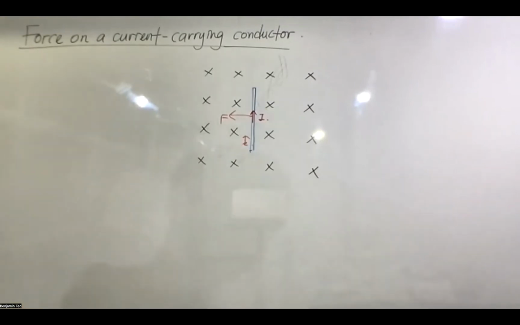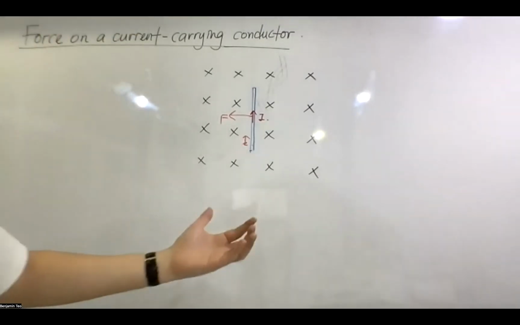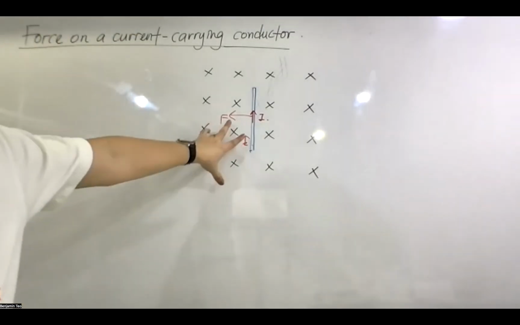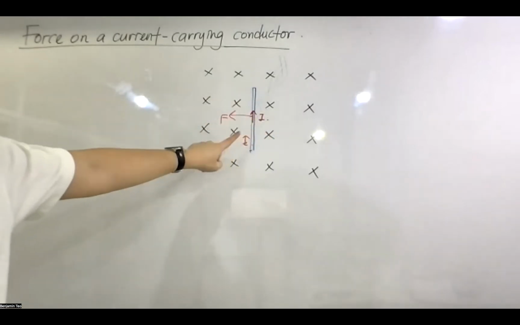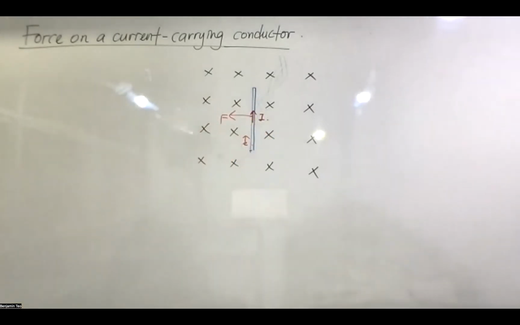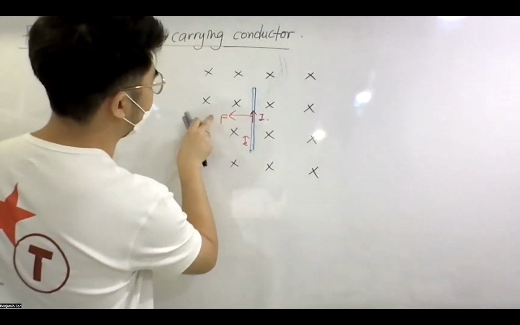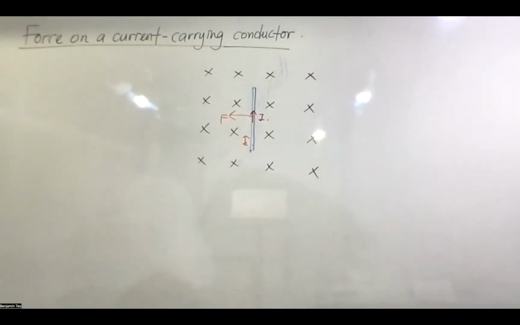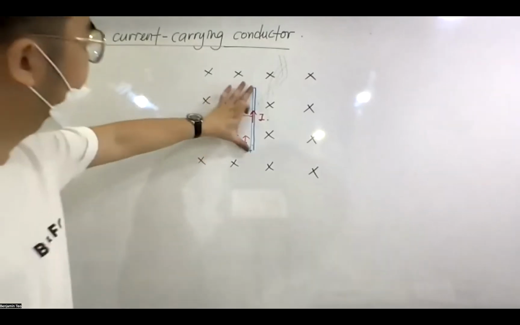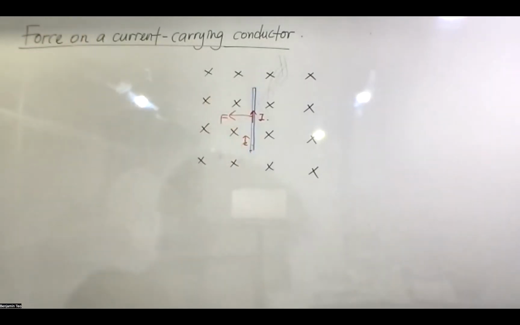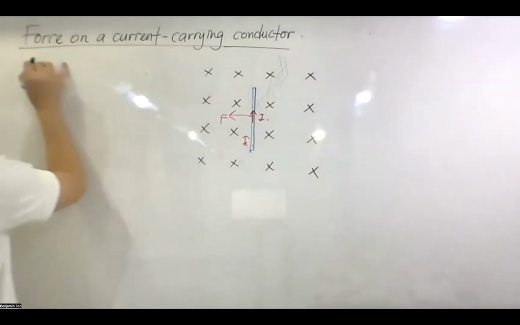In the previous physics, in your O level, we are only asked to identify the direction, right? We are never asked to calculate what is the force. But in your A level physics, here we will quantify this force. How much is the force actually acting on this conductor? Okay, we will look at one formula, the magnitude of the force here.